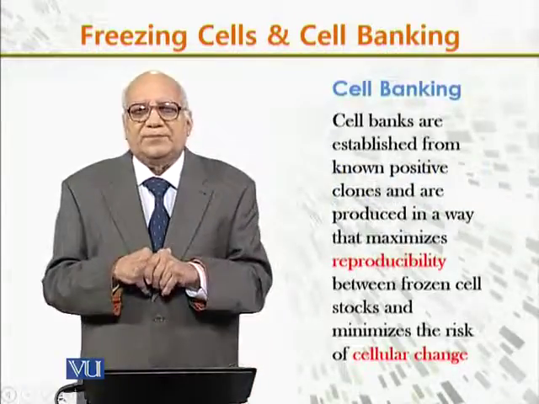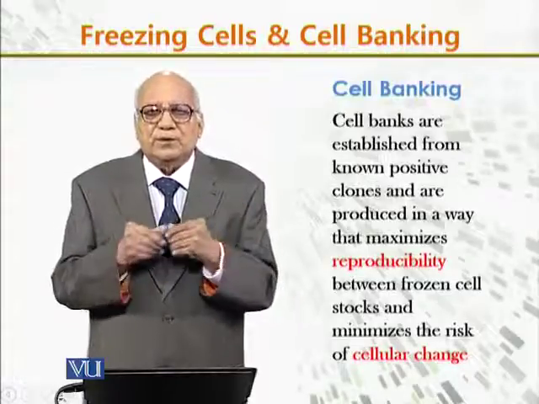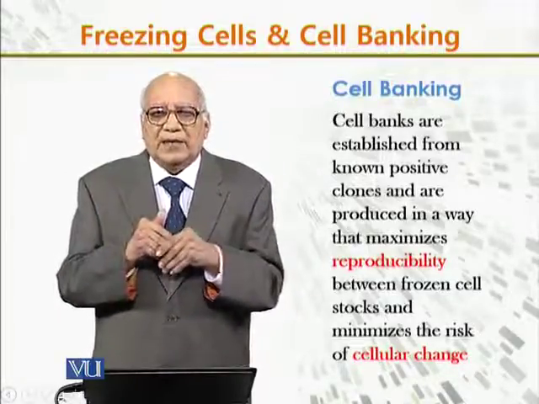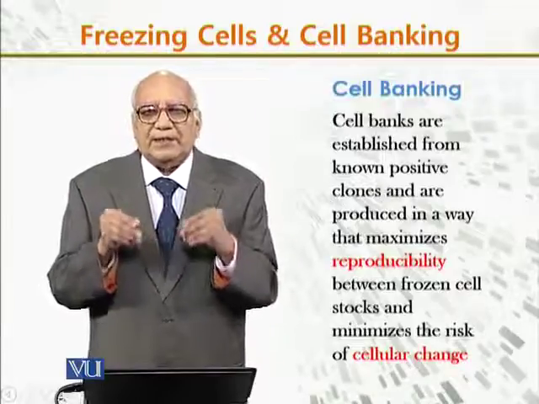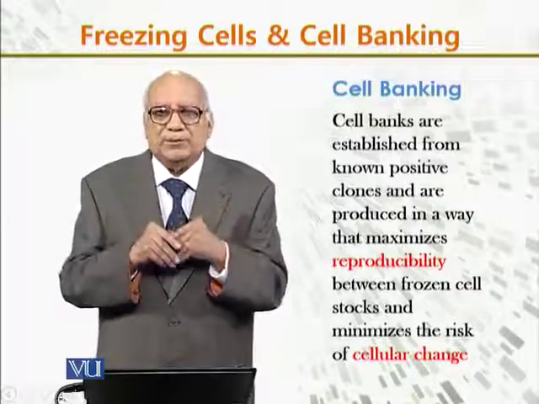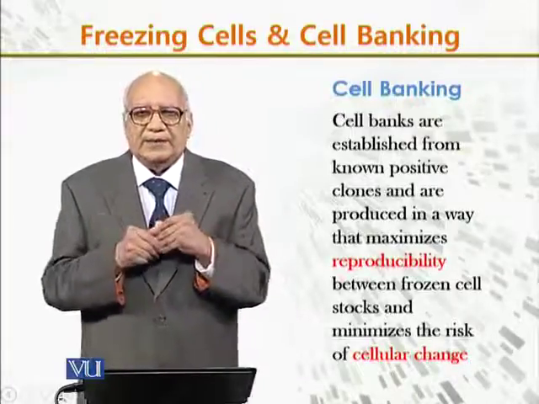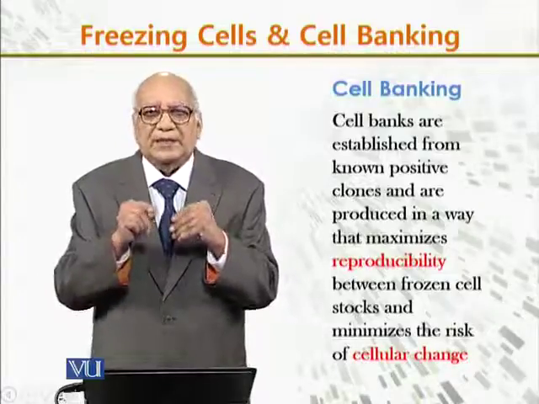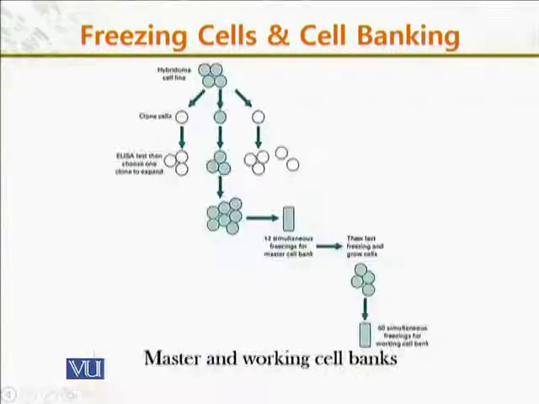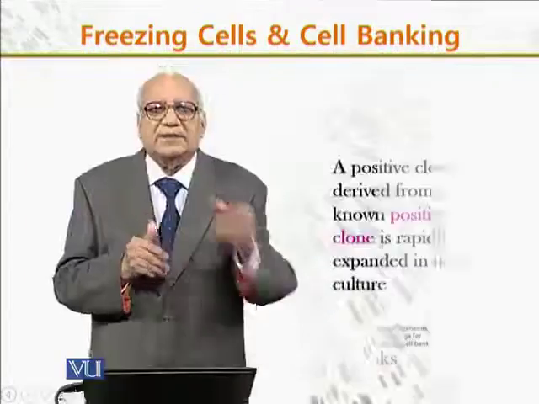So cell banks are established from known positive clones and are produced in a way that maximizes the reproducibility between the frozen cell stocks and minimizes the risk of cellular change. That is called cell banking. In this case, there is a depiction of how cell banks work: we get the cell, and those clones which are used are stored there for making the cell clone.